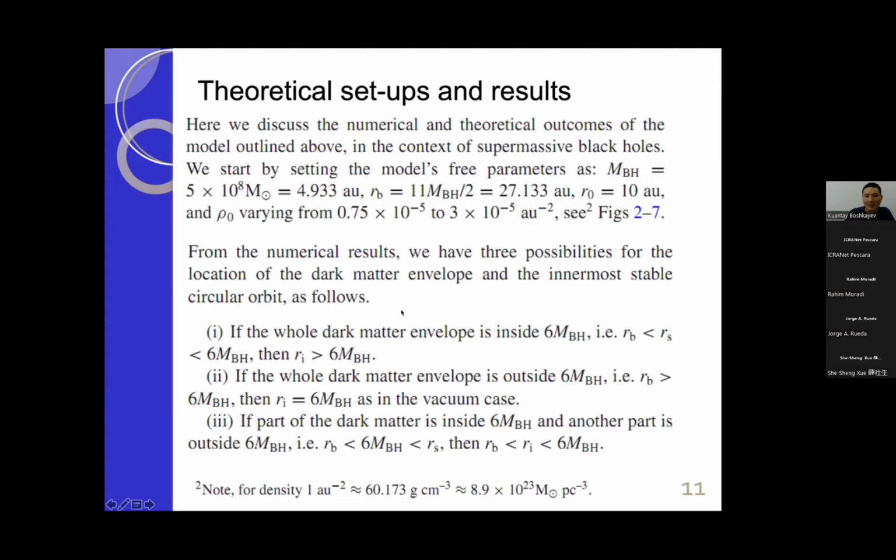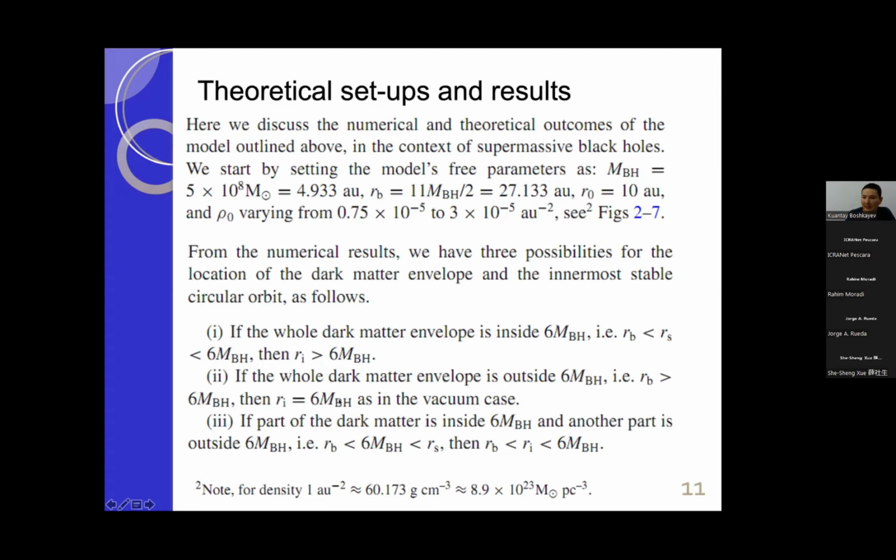So first of all, we wanted to consider three different cases. First of all, when the whole dark matter distribution is inside 6 black hole masses, what happens to the ISCO radius? It turned out that the ISCO radius will be larger than 6 black hole masses, because here the ISCO will be defined as 6 times the black hole mass plus the total mass of the dark matter distribution in this case. That case was not interesting for us because we were interested in the case when the ISCO radius will be smaller than 6 black hole masses. Then we placed the whole dark matter outside 6 black hole masses and calculated the ISCO radius. And the ISCO radius turned out to be exactly 6 black hole masses.